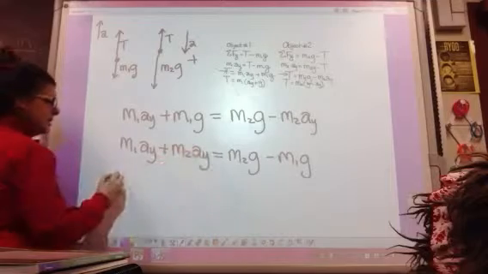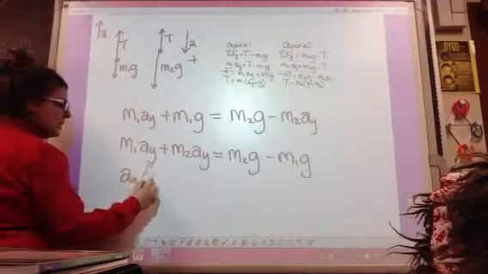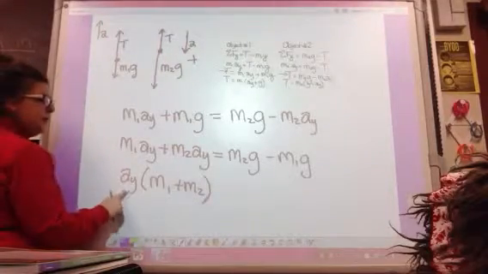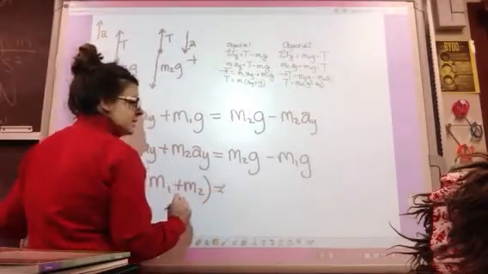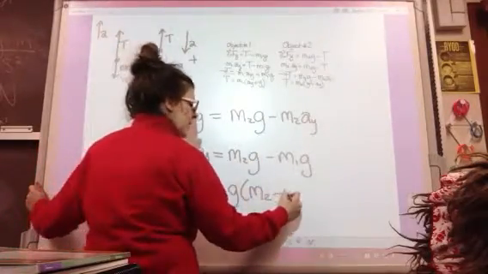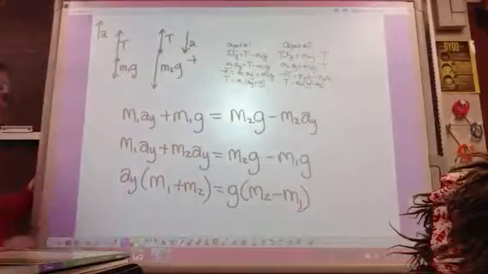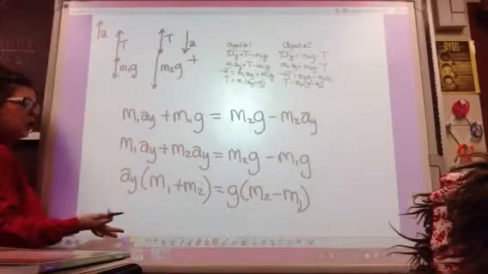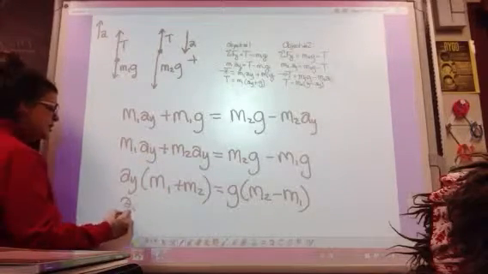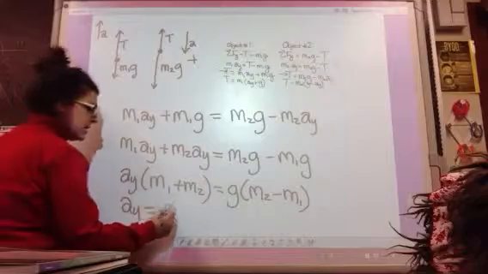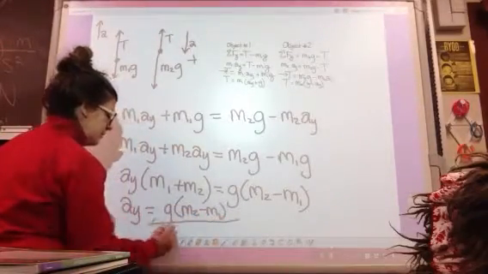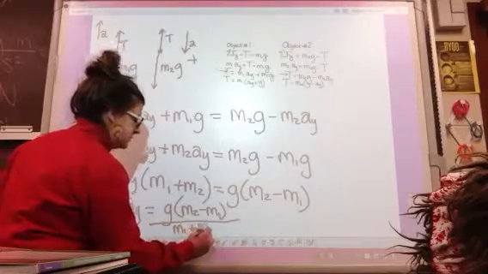Okay, well this is the same thing as saying ay times m1 plus m2. So I could just factor out that acceleration in the y direction. And that's going to equal, let's do the same thing here for g, g times m2 minus m1. To get acceleration in the y direction all by itself, I want to divide both sides by that m1 plus m2. So I should get my acceleration to be g times m2 minus m1 over m1 plus m2.